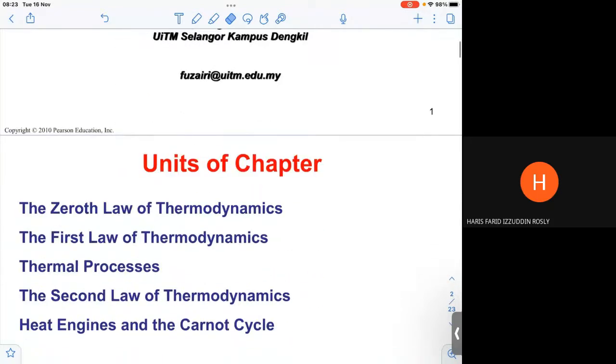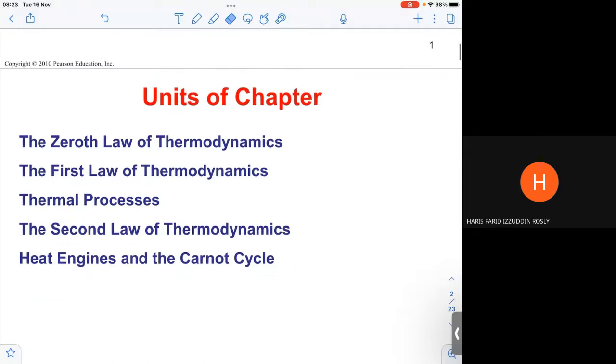So these are the units or subchapters in this chapter. First we look at the zeroth law of thermodynamics, and then we will go towards the first law of thermodynamics. Then we will see the thermal processes involved in thermodynamics. Lastly, we will look at a little bit of the second law of thermodynamics and its application, which involves the heat engine and also the Carnot cycle. We will try to finish everything within this 2 hour class.